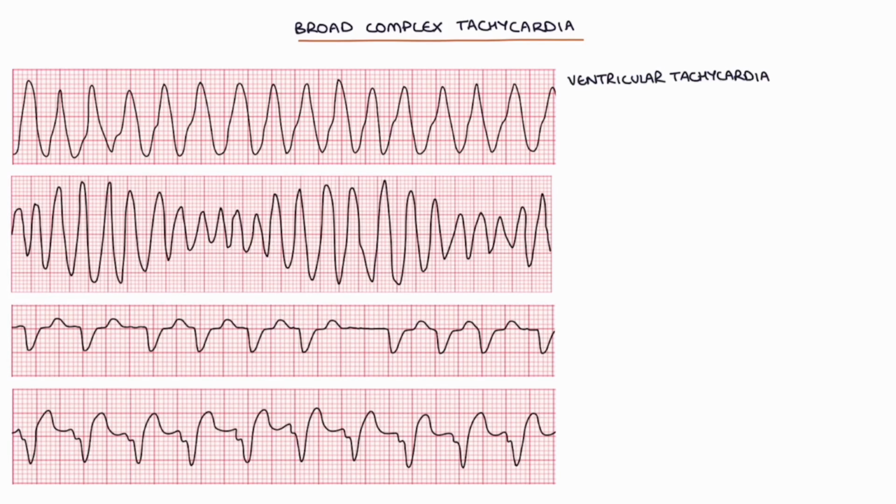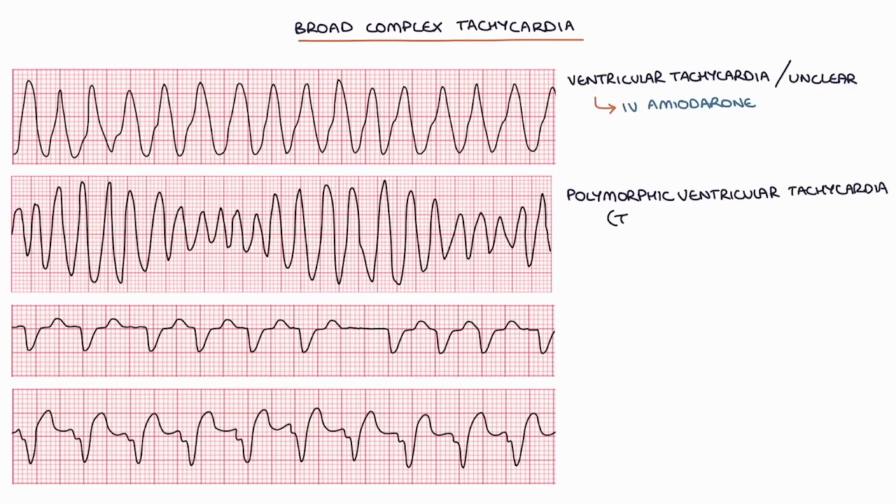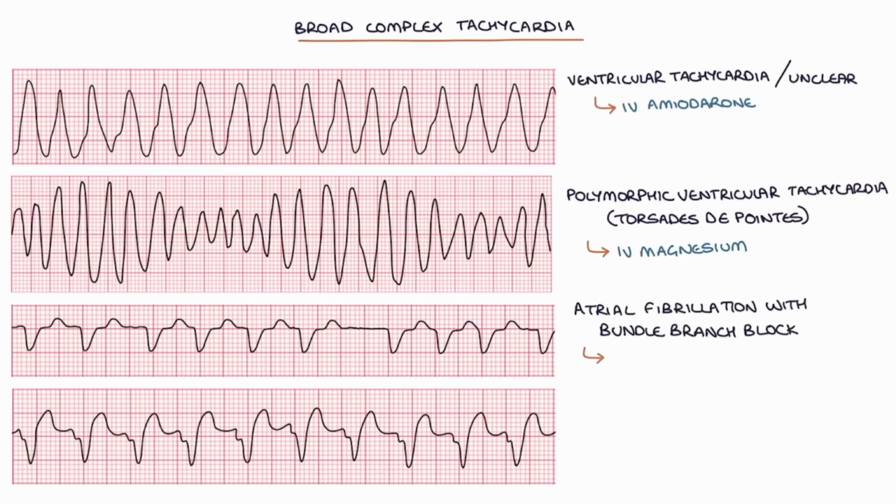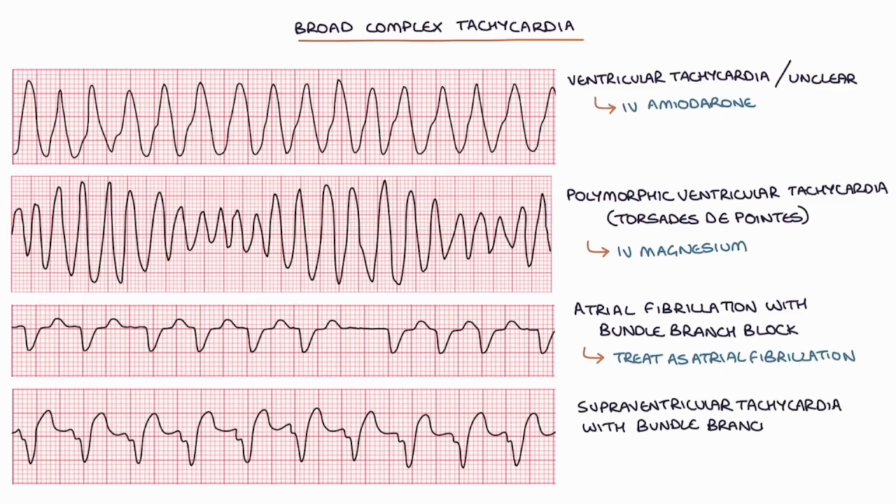Ventricular tachycardia of unknown cause, which is treated with IV amiodarone. Polymorphic ventricular tachycardia, such as torsade de pointes, which is treated with IV magnesium. Atrial fibrillation with a bundle branch block, which is treated as atrial fibrillation. And supraventricular tachycardia with a bundle branch block, and this is treated as supraventricular tachycardia.